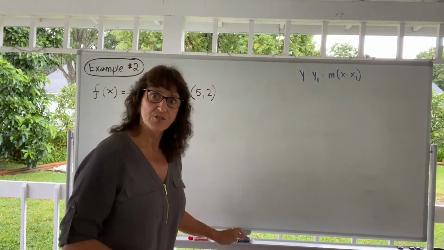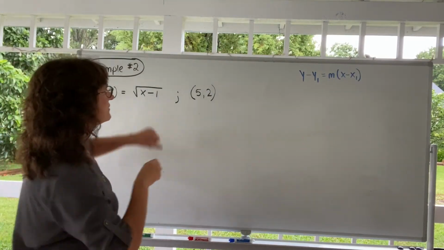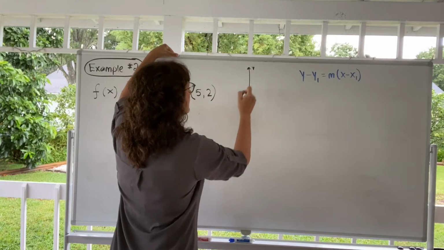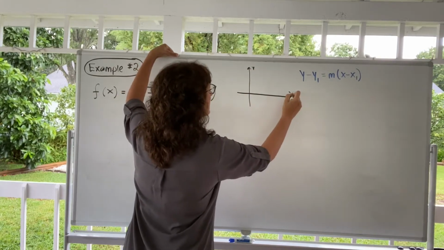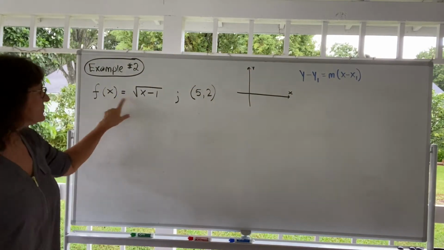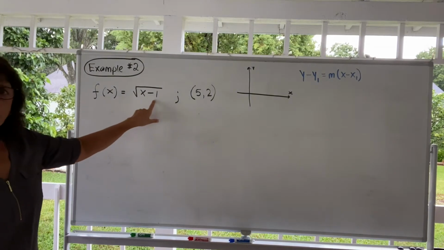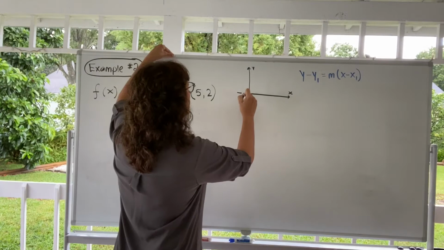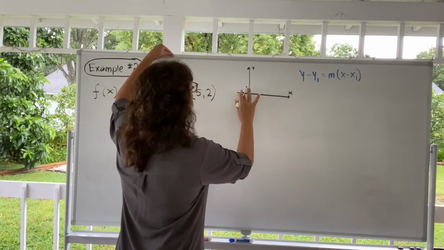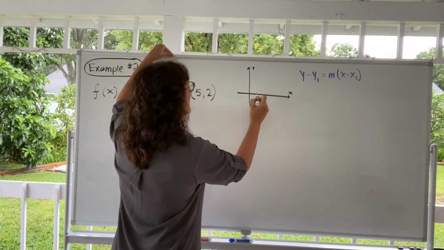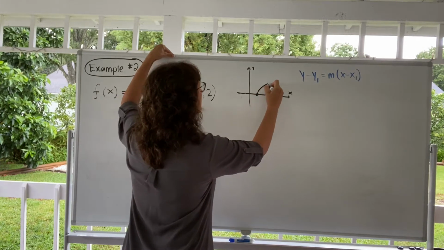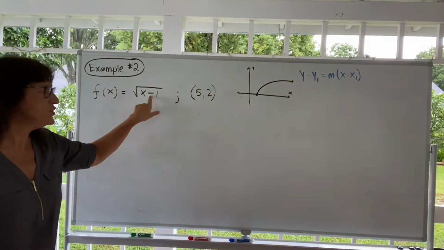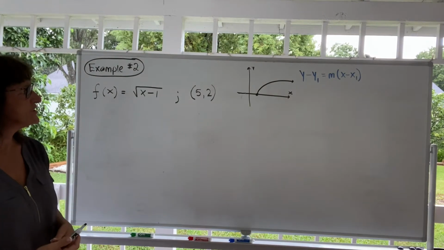Now, do you want a picture of this? Let's take a look at what this looks like. I had a picture on the other side. Let's sketch the graph, just a really quick sketch. The function is the radical of the quantity x minus 1. So that means you're going to shift this to the right 1 unit. This is what our function looks like: our radical graph shifted to the right 1 unit. When you subtract inside the function, you shift it to the right.